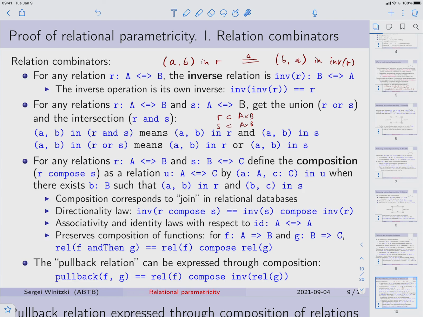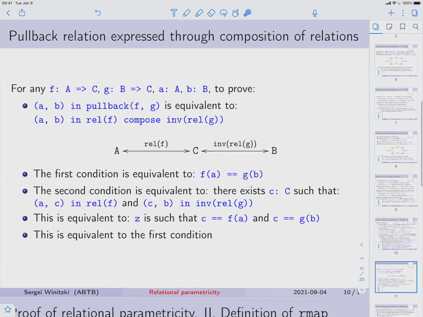Finally, the pullback relation can be defined using a composition operation like this. The pullback is just, you have a relation of f, and you compose it with the relation of g turned inverse. Here are some diagrams to show how that works. I want to prove that the pullback of fg is the same relation as this.